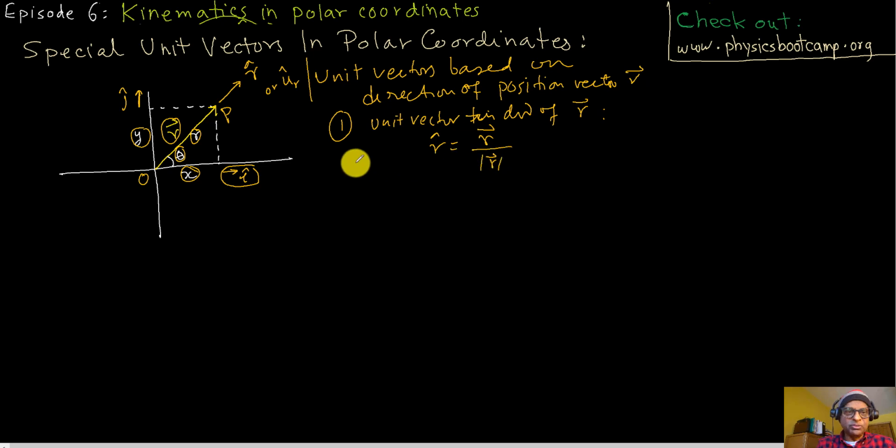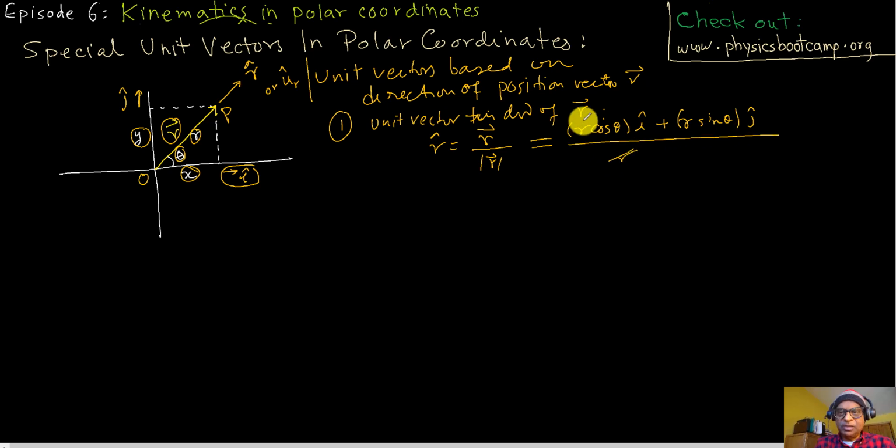That just means r hat is simply my position vector divided by its magnitude. Well, what's the magnitude? The magnitude is just r, the distance which we label r. So this would be equal to r cosine theta times i hat plus r sine theta j hat, over r, and r gets cancelled out. So r hat and i hat and j hat are connected like this: cosine theta i hat plus sine theta j hat. It's a vector in that direction.